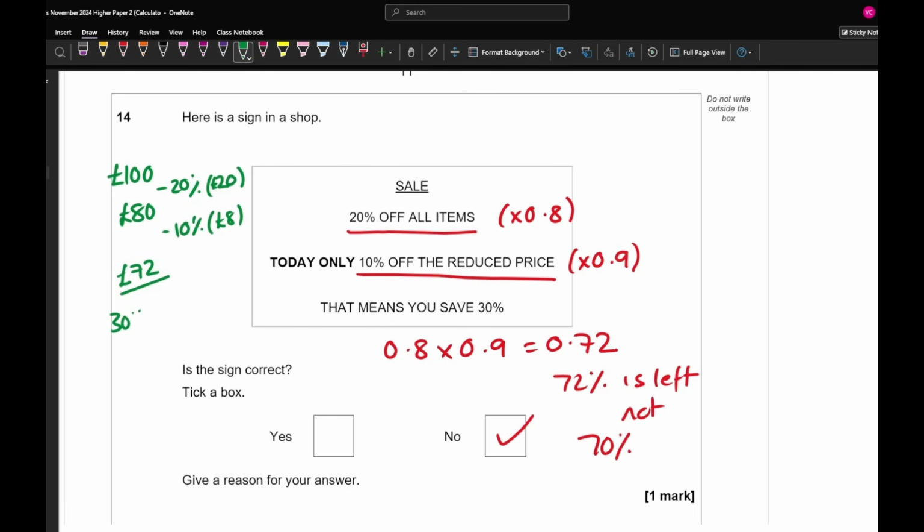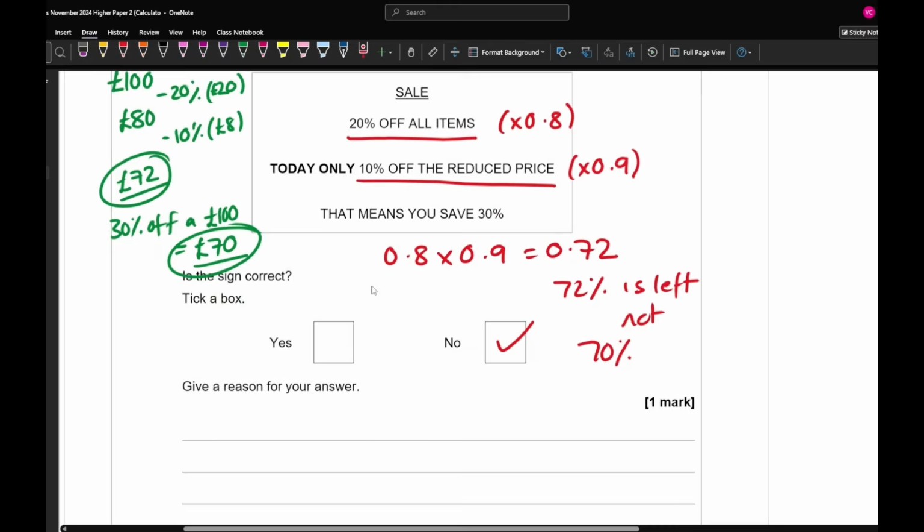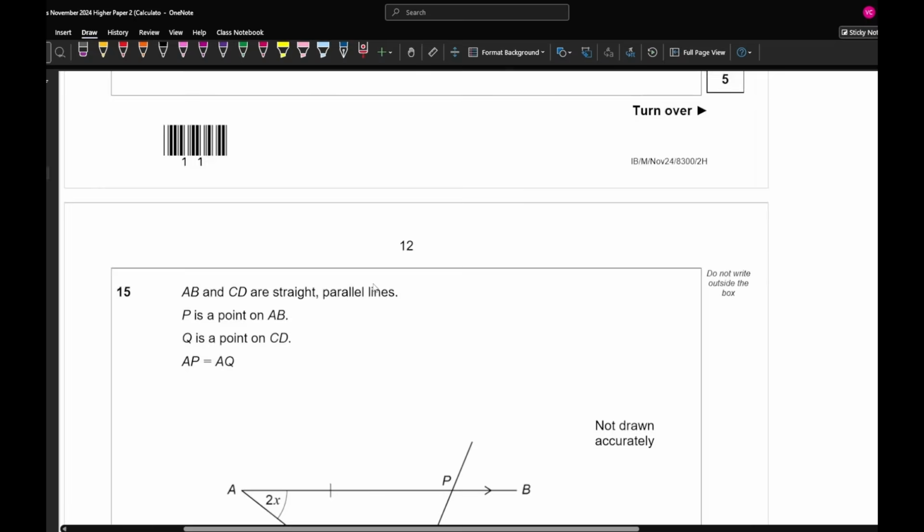Now 30% off £100 is going to give you £70, and as you can see, these two amounts are different, so therefore the answer is no. So there are multiple ways in which you can show that this offer, or the statement I should say, is incorrect.